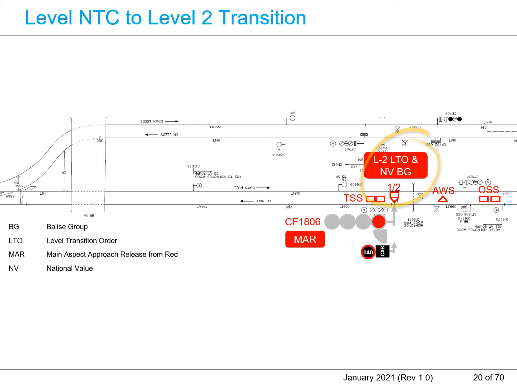A Balise group is required at the location that coincides with the signal CF1806. The primary function of the Balise group is for transmitting the level transition order, LTO command, and the national values data.